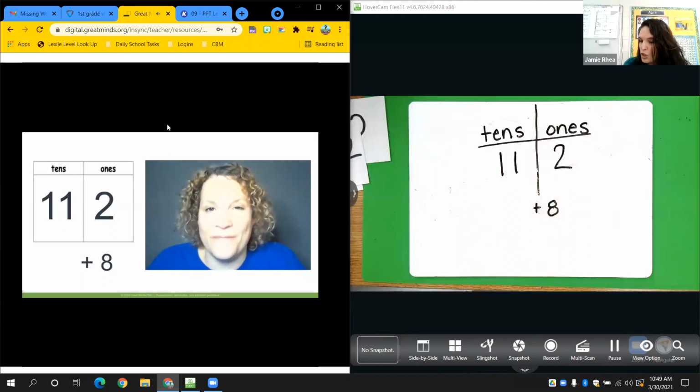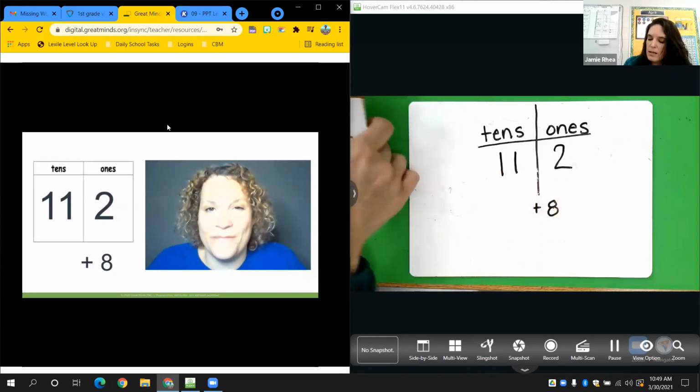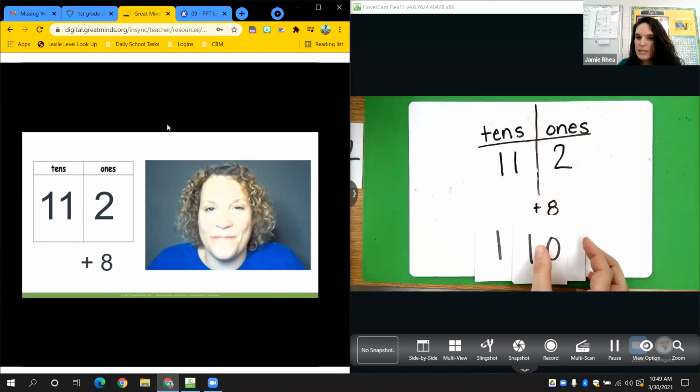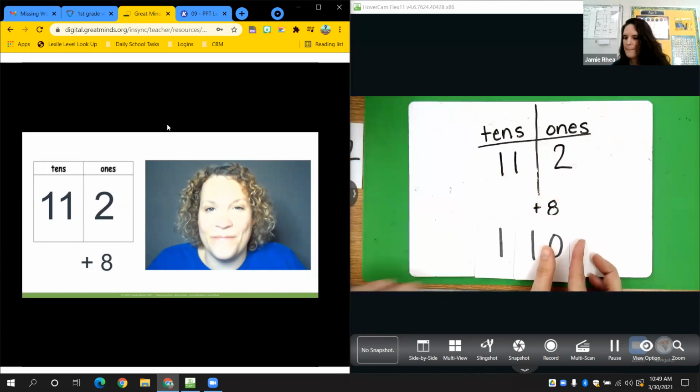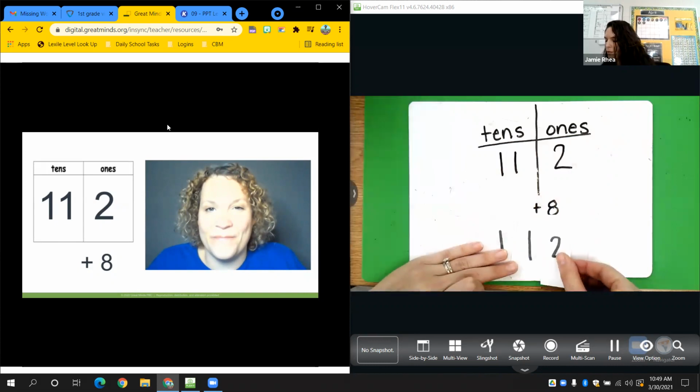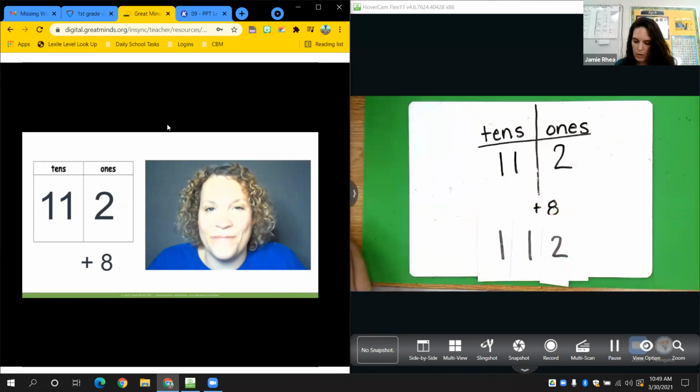Okay, so let's look at this 2 different ways. Let's get our 11 tens up here. Here's my 11 tens. Here's my 2 ones. Now let's add 8 more, okay? Count with me as we go.